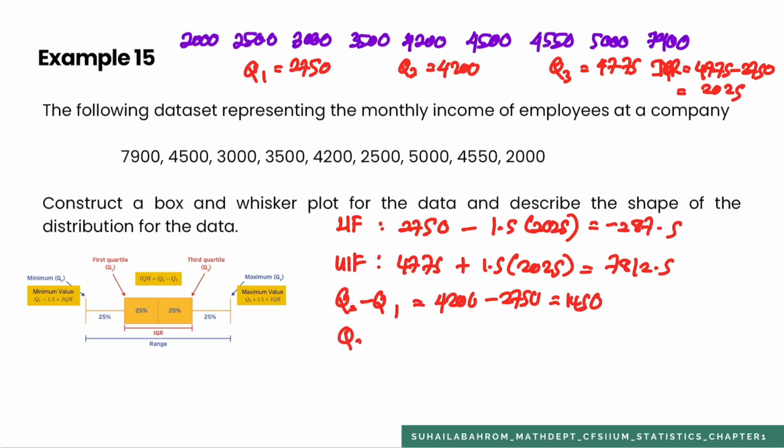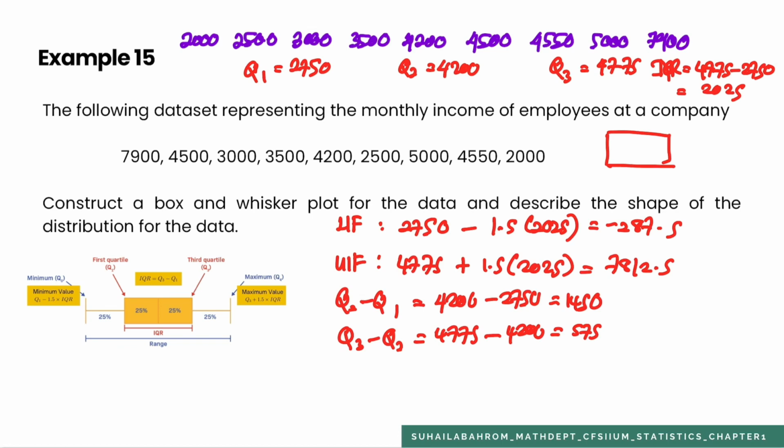And the difference between the third quartile and the second quartile is equivalent to 4775 minus 4200. Then you will get a smaller difference, which is 575, meaning that you can imagine how your box looks like. So you will get something like this.